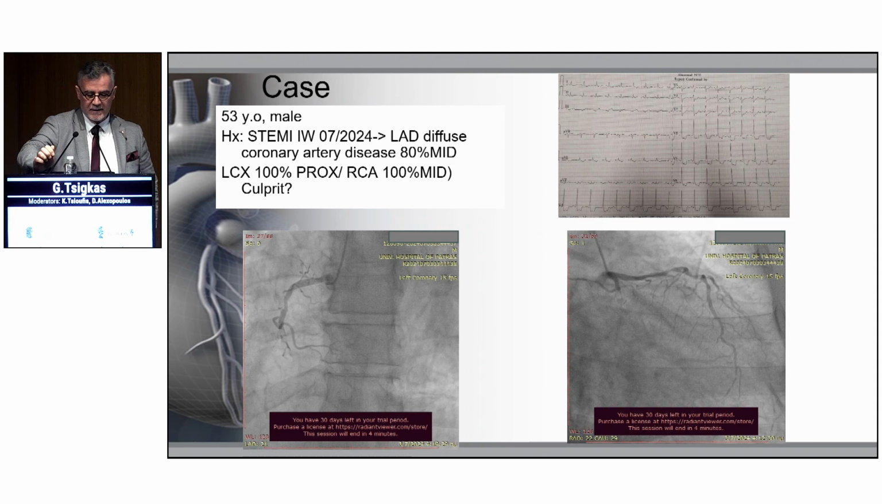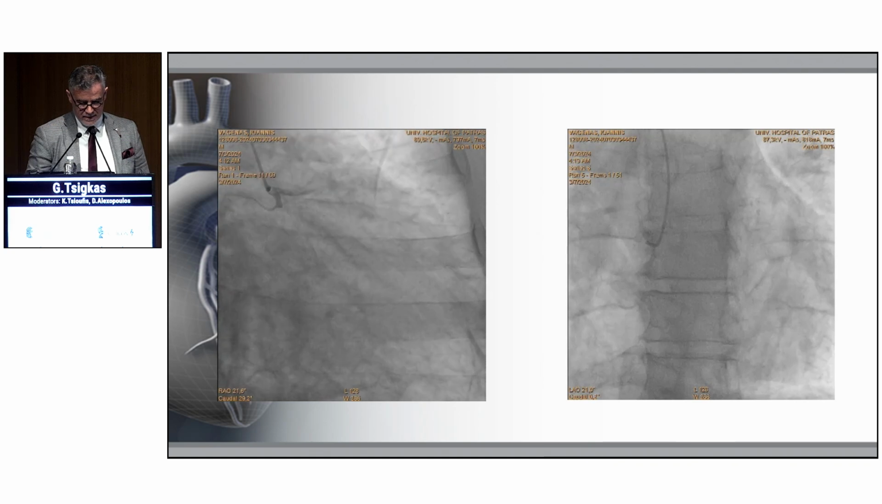We will present a 53-year-old male patient who came to our center with an inferior wall STEMI. From the coronary angiography, you can quickly recognize a total occlusion of the mid-RCA, a total occlusion of the proximal part of the left circumflex artery, and diffuse disease at the LAD. Here are the ECG of the patient and the coronary angiograms.